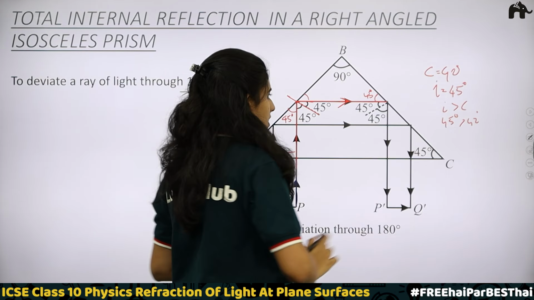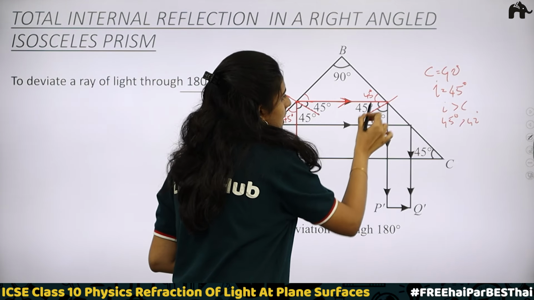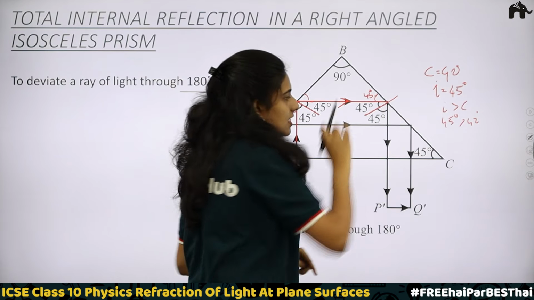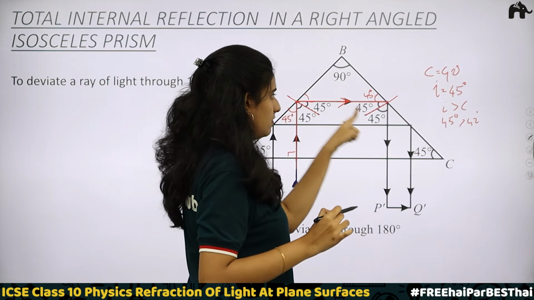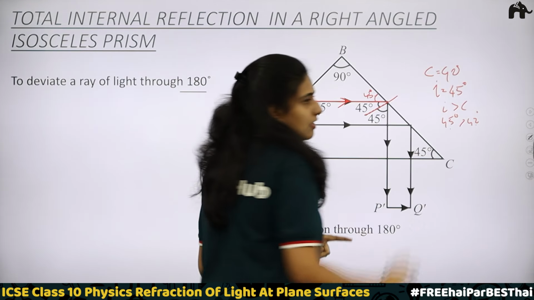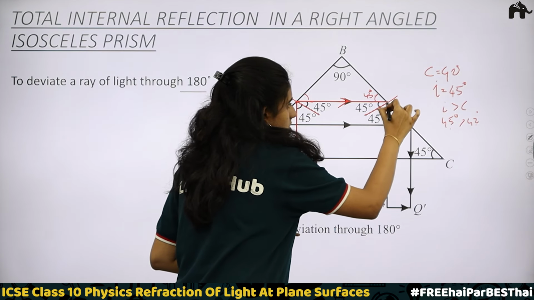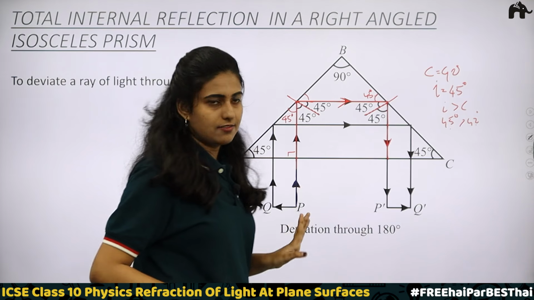Again we'll be drawing a normal, and find the angle. If this is 45 degree, this part should be 45 degree because total angle is 90 degree. We are getting angle of incidence equal to 45 degree. 45 degree is greater than 42 degree. Again total internal reflection will take place. The ray is internally reflected.